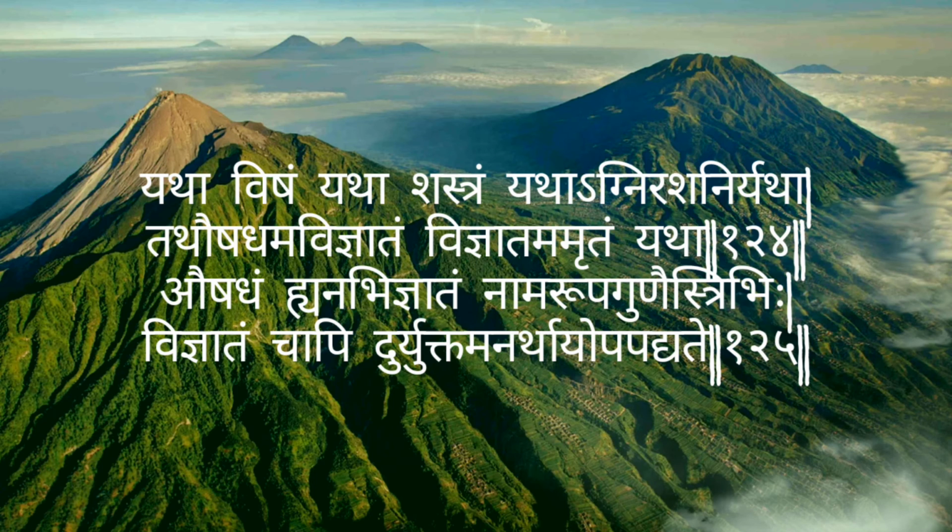And next is about what is the necessity of knowing the Dravya. If you don't know the Dravya and if you use it abruptly, then what exactly happens? For that we have shloka number 124 and 125 which says: Yatha Visham Yatha Shastram Yatha Agnir Ashanir Yatha, Tata Aushadham Vijnatam Amrutam Yatha. If you know the Aushadha and start using it in a proper way, it becomes like Amrita, and if you start using it without knowing how to use it, then it is quite similar to Visha, Shastra, Agni and then Ashani. Ashani here refers to thunderbolt.